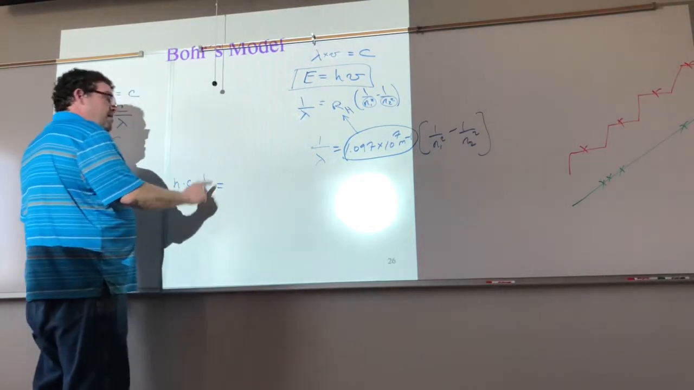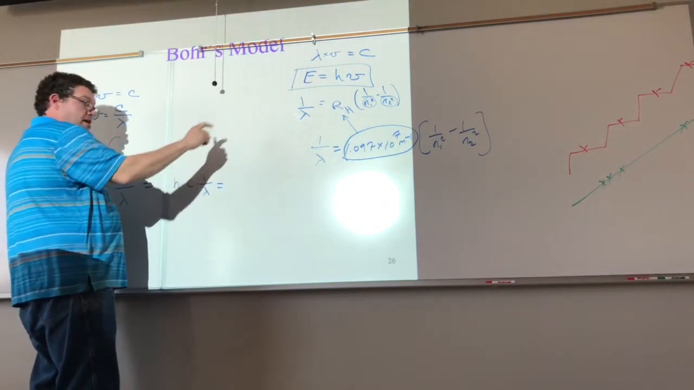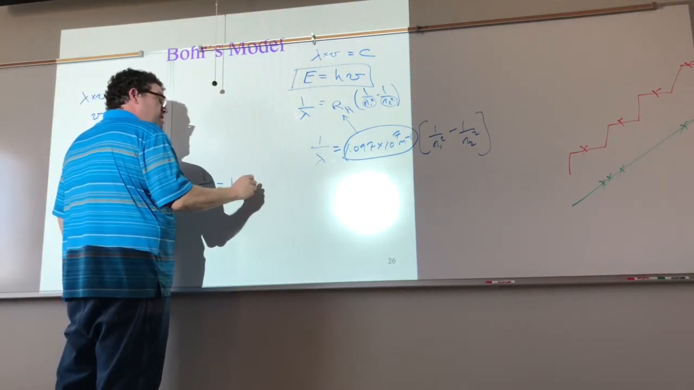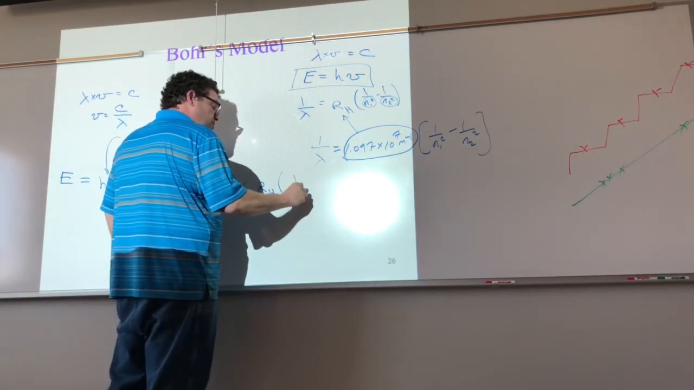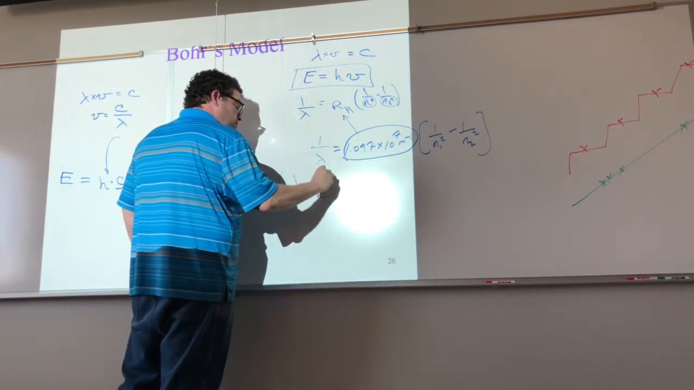Now I'm going to take that and plug in this equation right here: h times c times R sub h times 1 over n1 squared minus 1 over n2 squared.